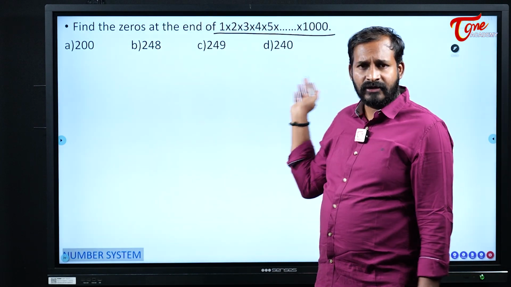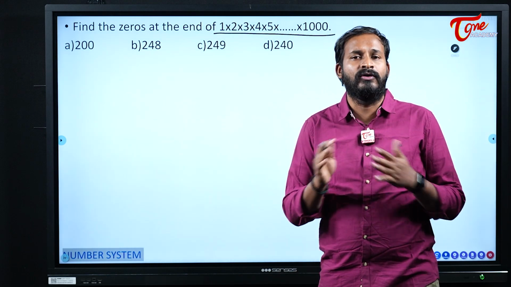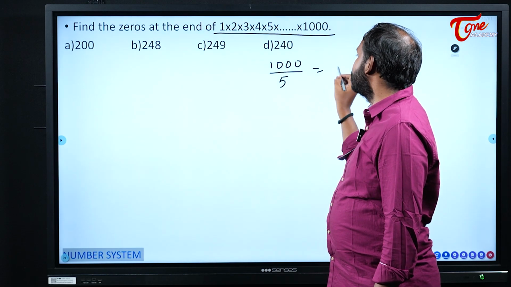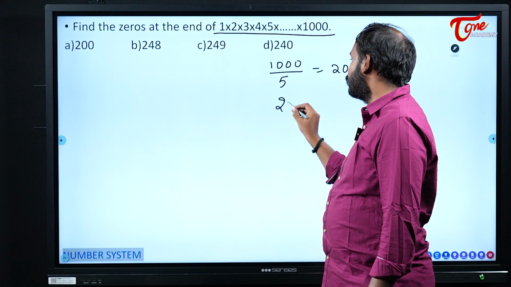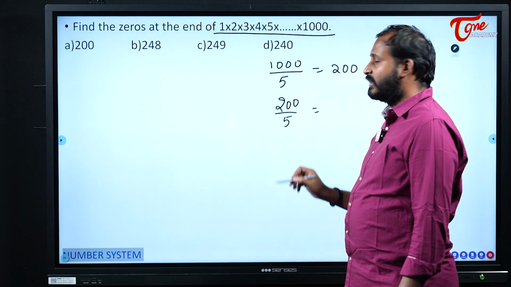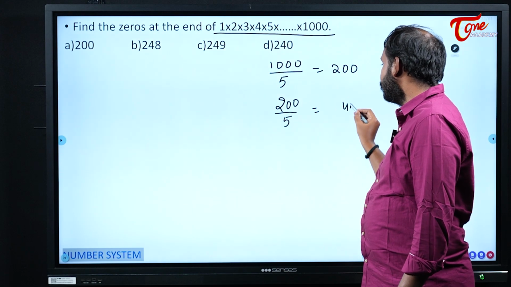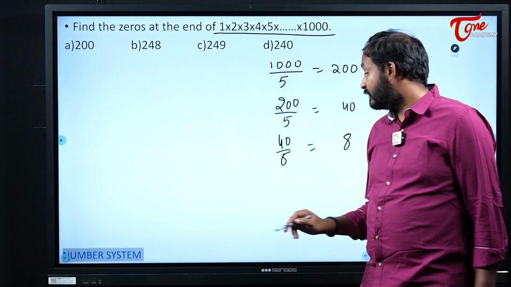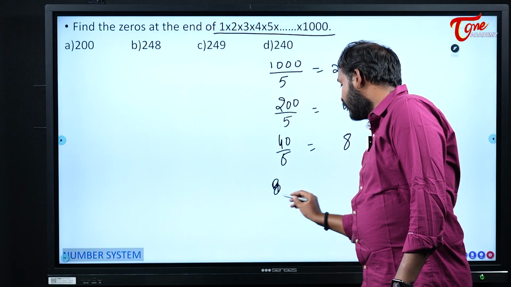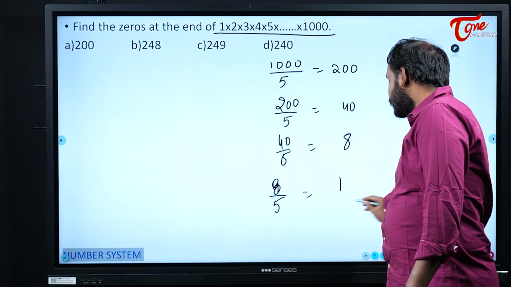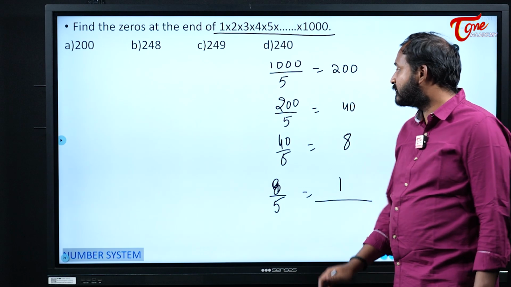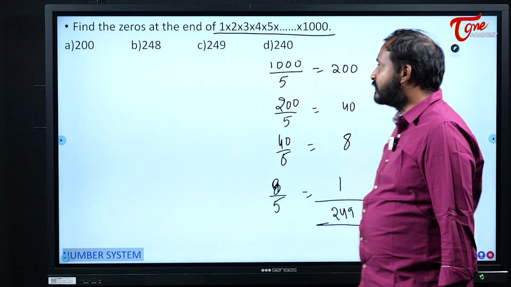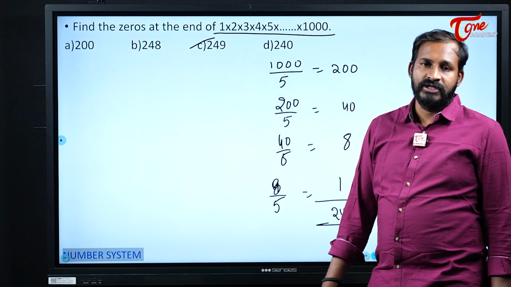1 into 2 into 3 up to 1000 means this is nothing but 1000 factorial. So, we know in factorials we will have many 2s, we will not bother about 2s, we only check for 5s. So, 1000 by 5. What is the quotient I get here? 200. So once again 200 by 5. What do we get? 40. Next 40 by 5, what is the quotient we get here? 8. Next 8 by 5, what quotient do we get here? 1. Less than 5, right? So we will stop our process there itself. So 240, 248, 249. 249 is the number of zeros at the end of 1000 factorial.